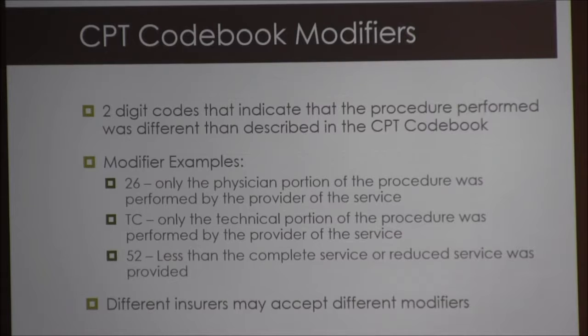So 26 is for only the physician portion of the procedure was performed. So the doctor's portion was performed. TC is that the technical portion of the procedure was performed. And 52 is the one that we never use, which means that less than the complete service or a reduced service was provided. 52 equals denial, okay? For lack of a better term. Different insurers accept different modifiers. So like I said, huge variance. It's better not to use them.